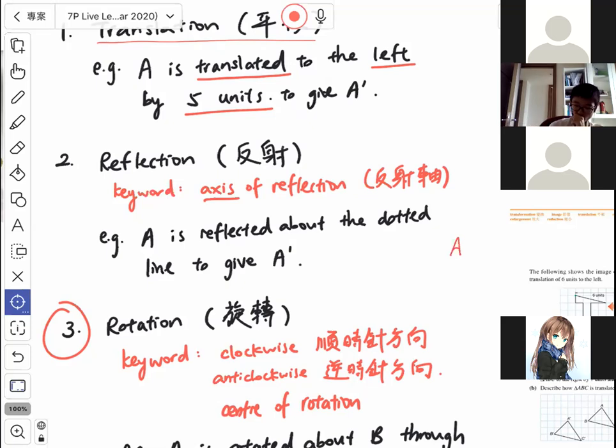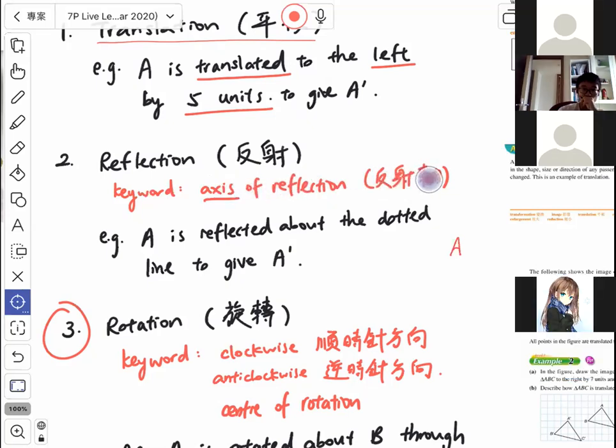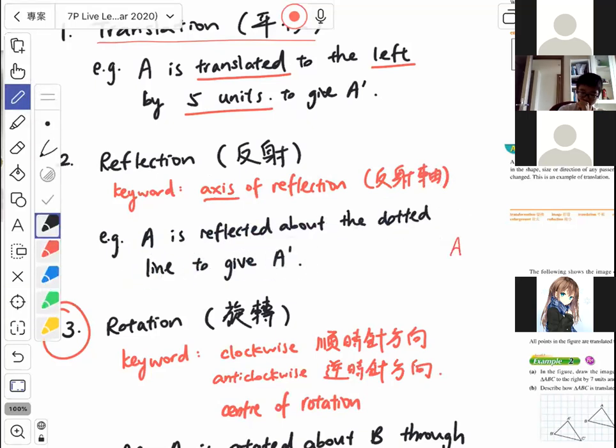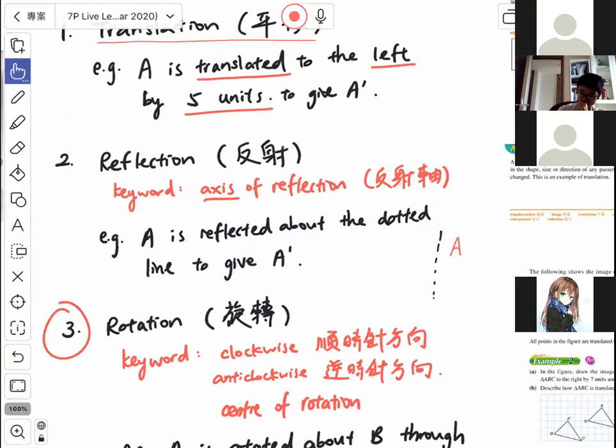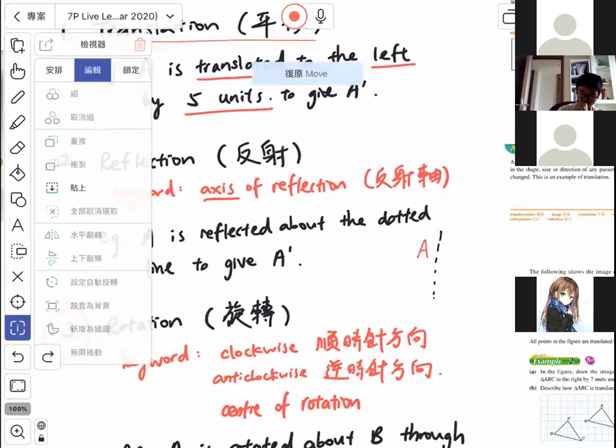Also, you have to reflect something about the axis of reflection, 反射軸. So how do we describe a certain transformation about it? Well, we say A is reflected about a dotted line to give A prime. So it means that when we reflect this to here, never mind, maybe later I'll show you something interesting.